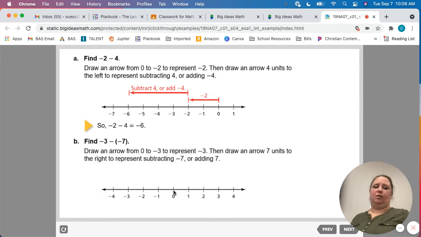We go from 0 to -3. Now, here's the tricky part. We're going to subtract a -7. Notice what's dividing those two negative signs? Just the parenthesis, right? So when you have a negative next to a negative like that, what does it actually mean? Oh, positive. It actually turns it into a positive.